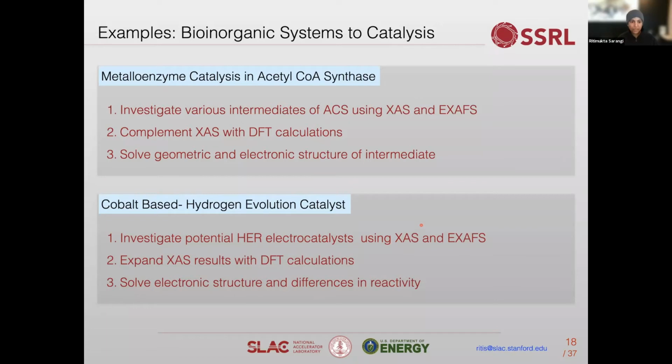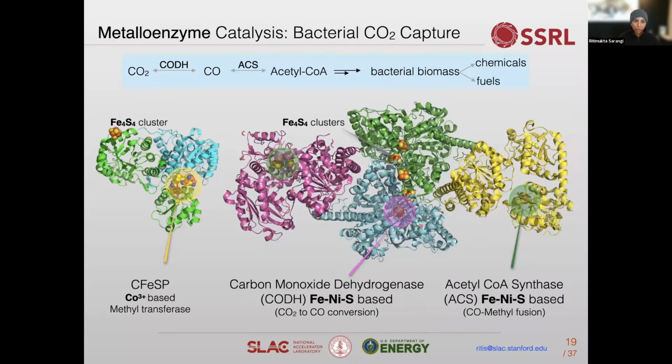So let's start off with the metalloenzyme catalysis example. I'm looking at a process called the Wood-Ljungdahl process, which involves several metalloenzymes that convert carbon dioxide into chemicals and bacterial biomass, essentially. So you start with CO2, you form something called acetyl-CoA, which is then upregulated or used by plants. And the enzymes that are involved in this process are very unique.